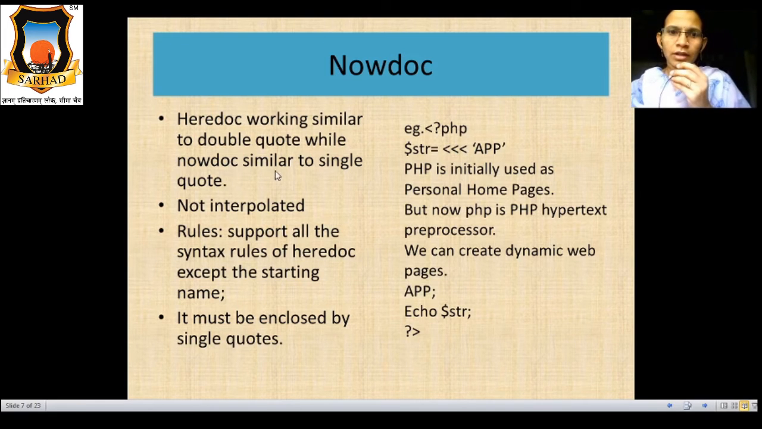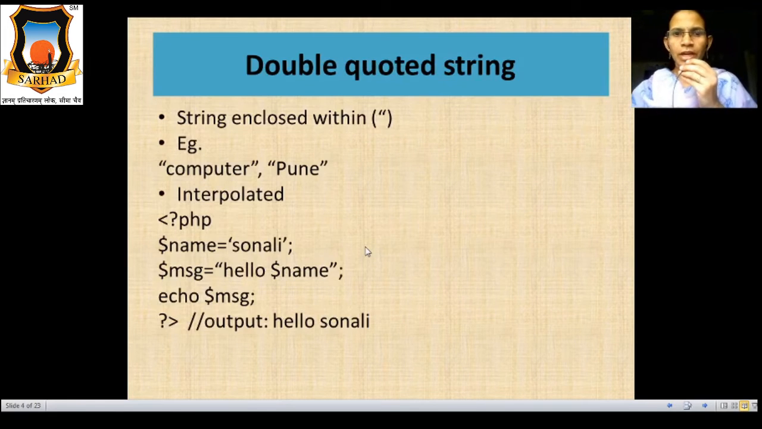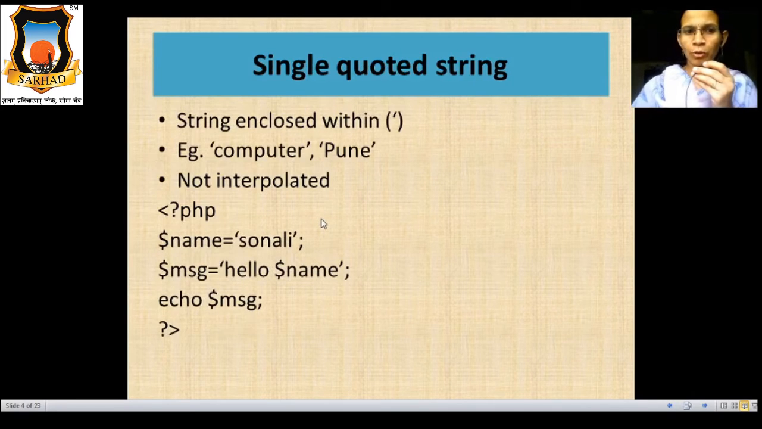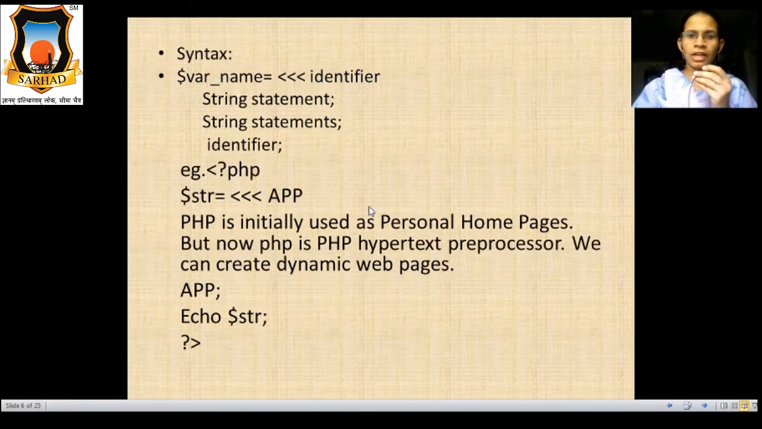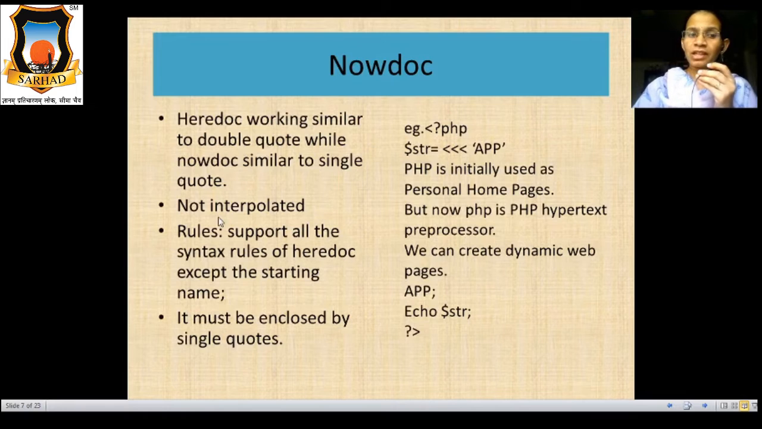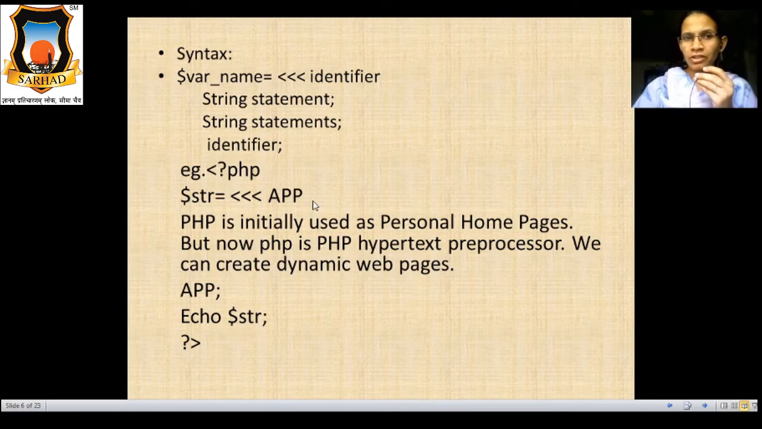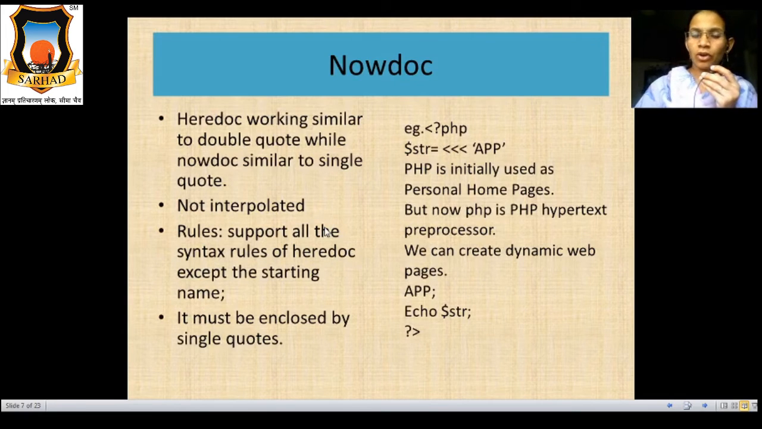We have learned this. When we are using the double quote, the strings are interpolated. When we are using the single quoted string, the strings are not interpolated. Let's see, nowdoc strings are also not interpolated. Heredocs are interpolated, but nowdocs are not interpolated. What are the rules for this?